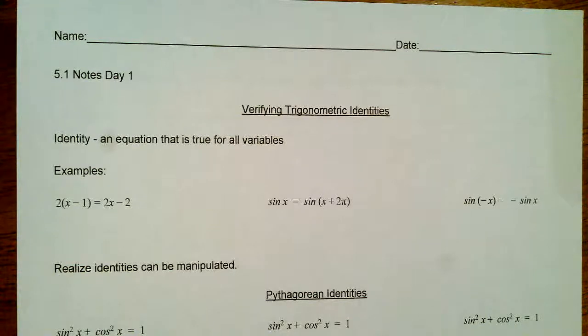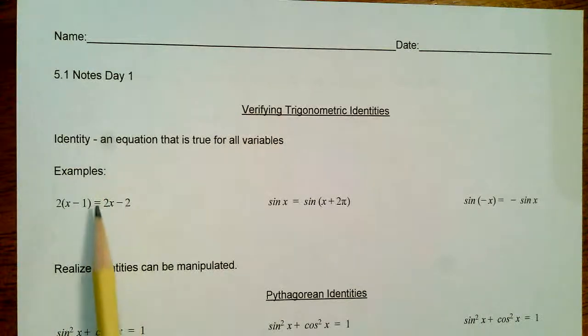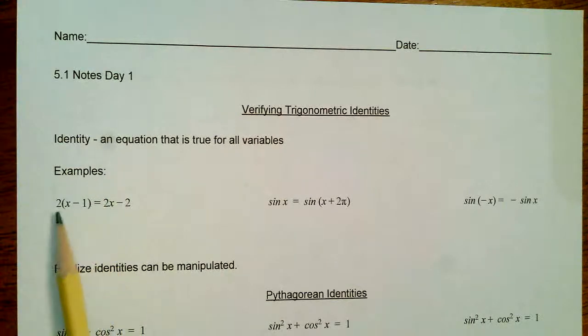Today we're going to move on to section 5.1, verifying trigonometric identities. So first we want to just review what an identity is. An identity is an equation, so that means it has an equal sign, okay? That is true for all variables.